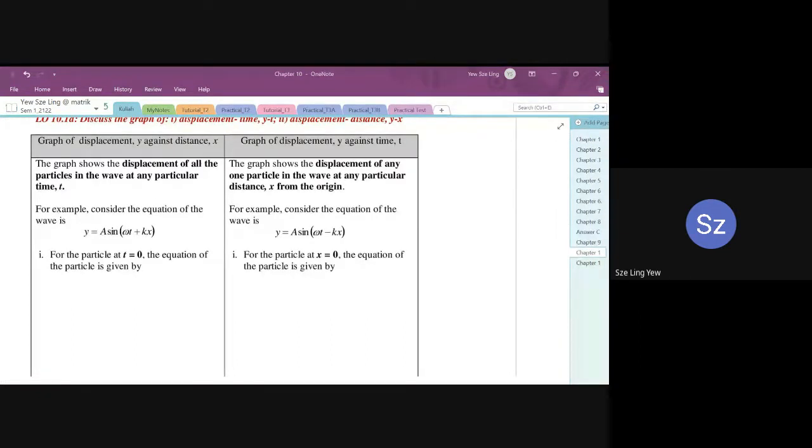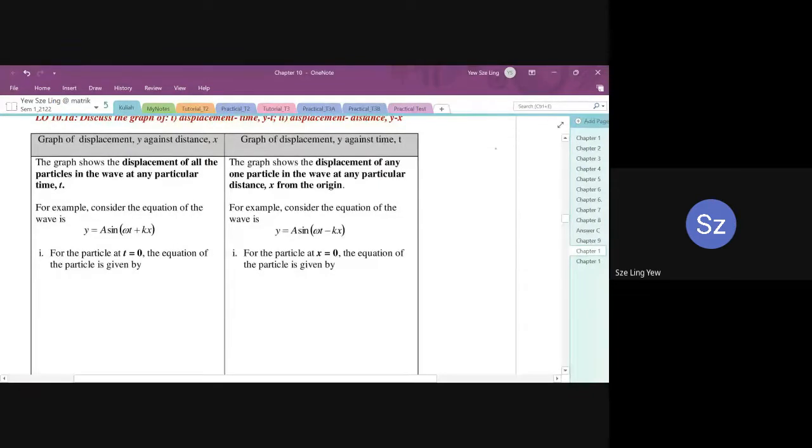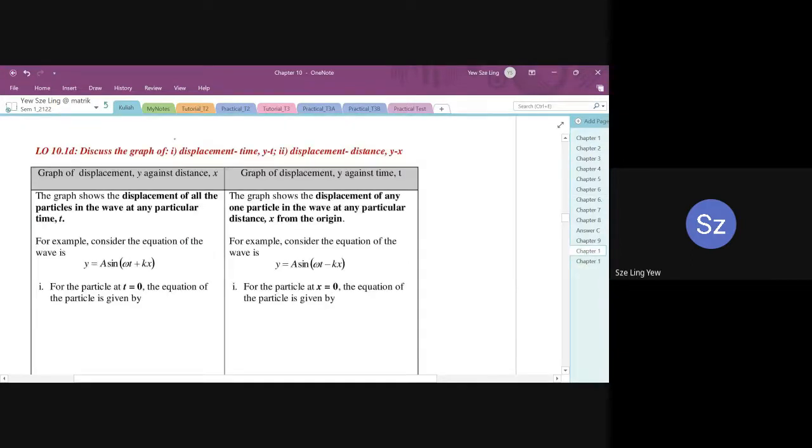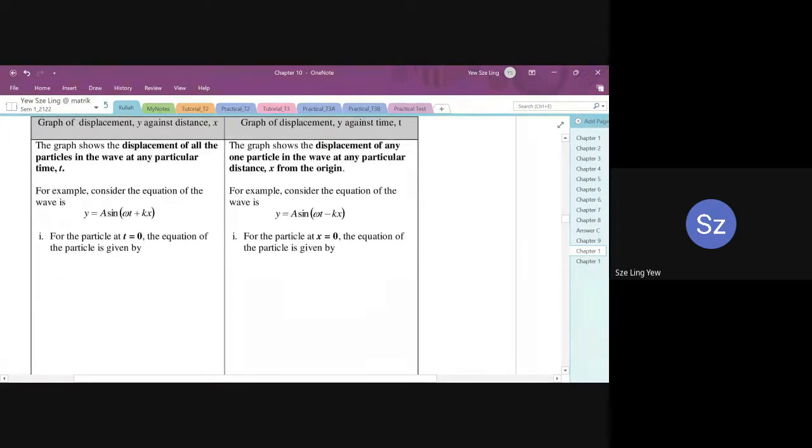Now let's see the graph. If you look at the learning outcome: discuss the graph of displacement against time and displacement against distance. So we will have two types of graph in chapter 10. One is displacement against time and another one is displacement against distance. But both of them are going to use the same equations, just that you need to modify them in order to use them in graph sketching.